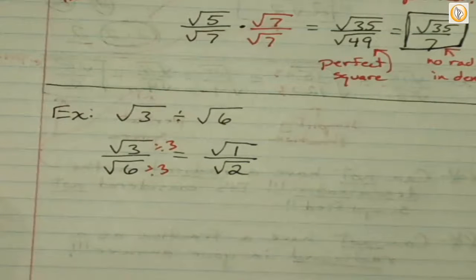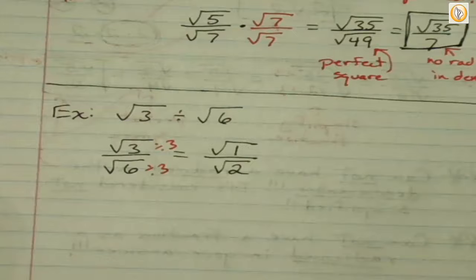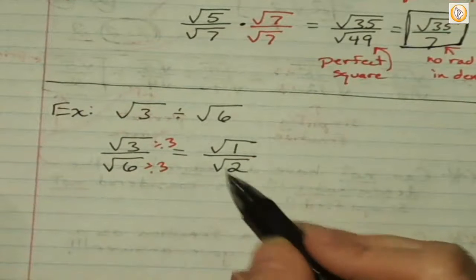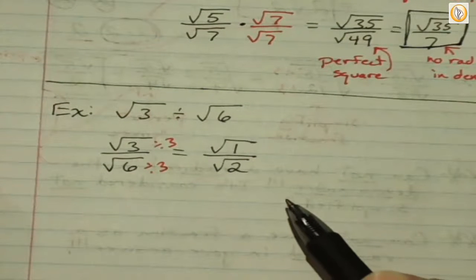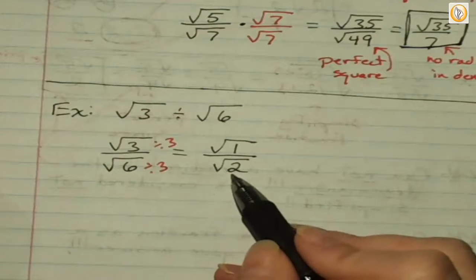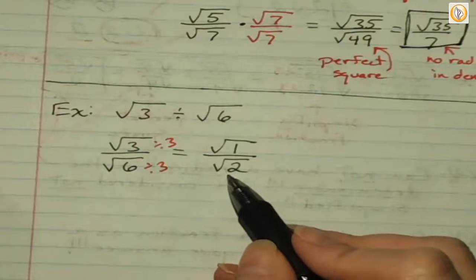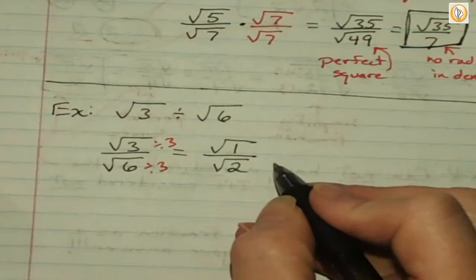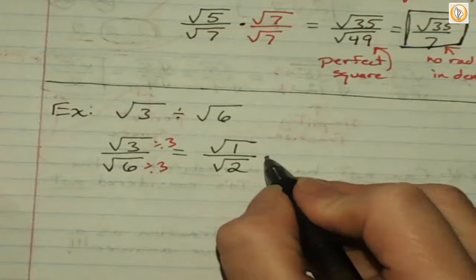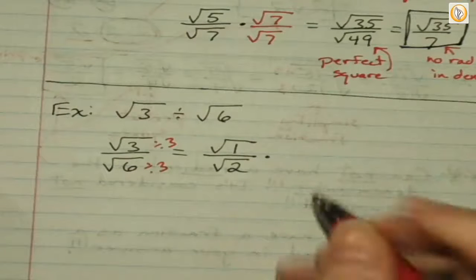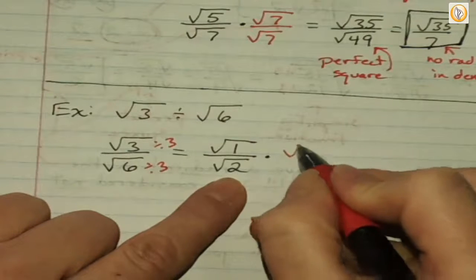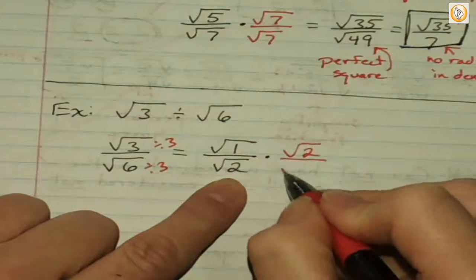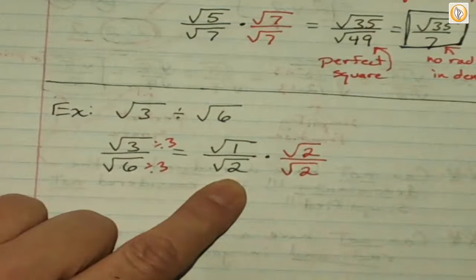Does everyone see where we got this? Anyone have questions you need to ask? All right. So, can this be simplified anymore? No. Can we have a radical on the bottom? No. What do we do to get rid of it? Multiply it by the square root of 2, top and bottom, right? Yes. All right. So we're going to multiply top by the square root of 2 and the bottom by the square root of 2.